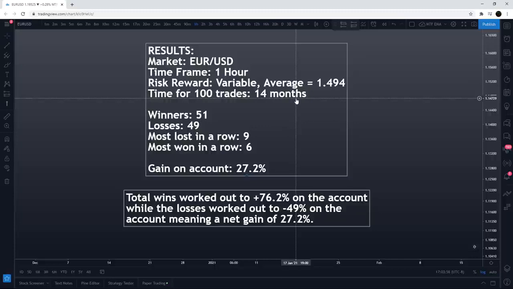That's to be expected. And there were 51 winners, 49 losses, with the most lost in a row being 9 and the most won in a row being 6. The gain on the account overall was 27.2%. We get that number because the total wins worked out to plus 76.2% on the account, while the losses worked out to minus 49% on the account. So we got a net gain of 27.2.